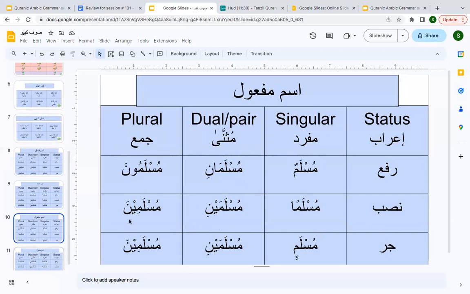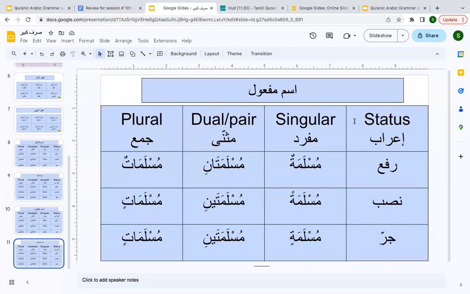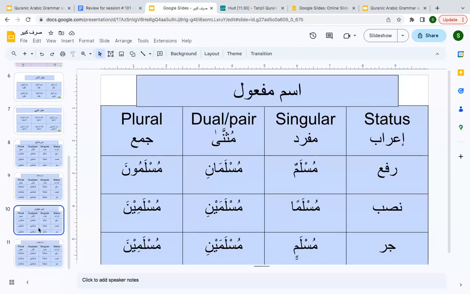So again, the girl says, I'm going to come up with the Ta Marbuta. I don't want to just follow the boys. I have my own identity. I'm different. And you again got 18 total ism maf'ul, right? 18 together. Your zarf spells the same as your ism maf'ul.